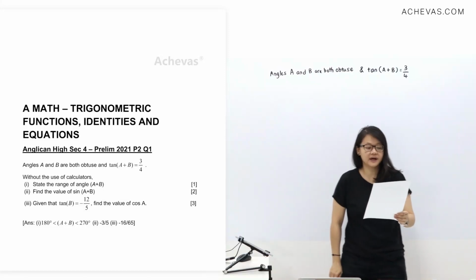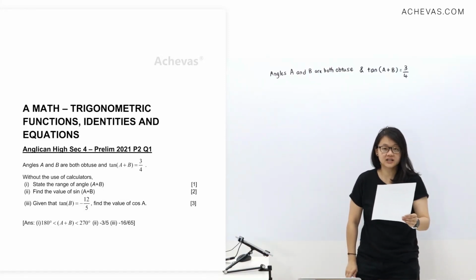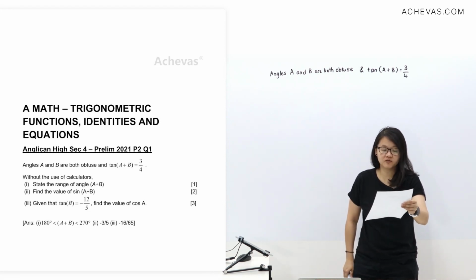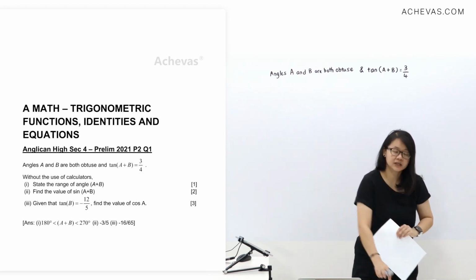Now we are going to take a look at Anglican High Sec 4 Prelim 2021 Paper 2 Question 1. Angles A and B are both obtuse and tangent A plus B equals 3/4. Without the use of calculators, 1. State the range of angle A plus B.